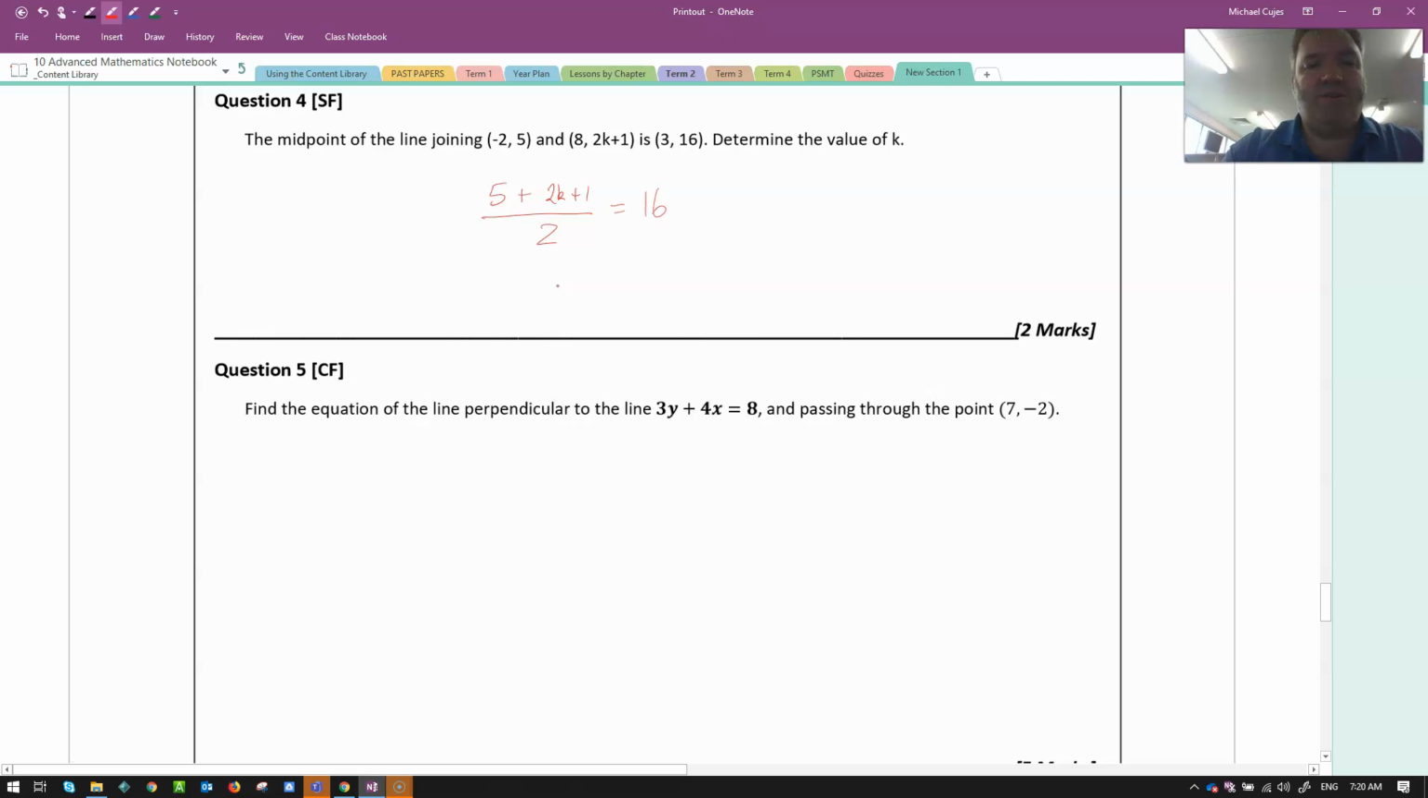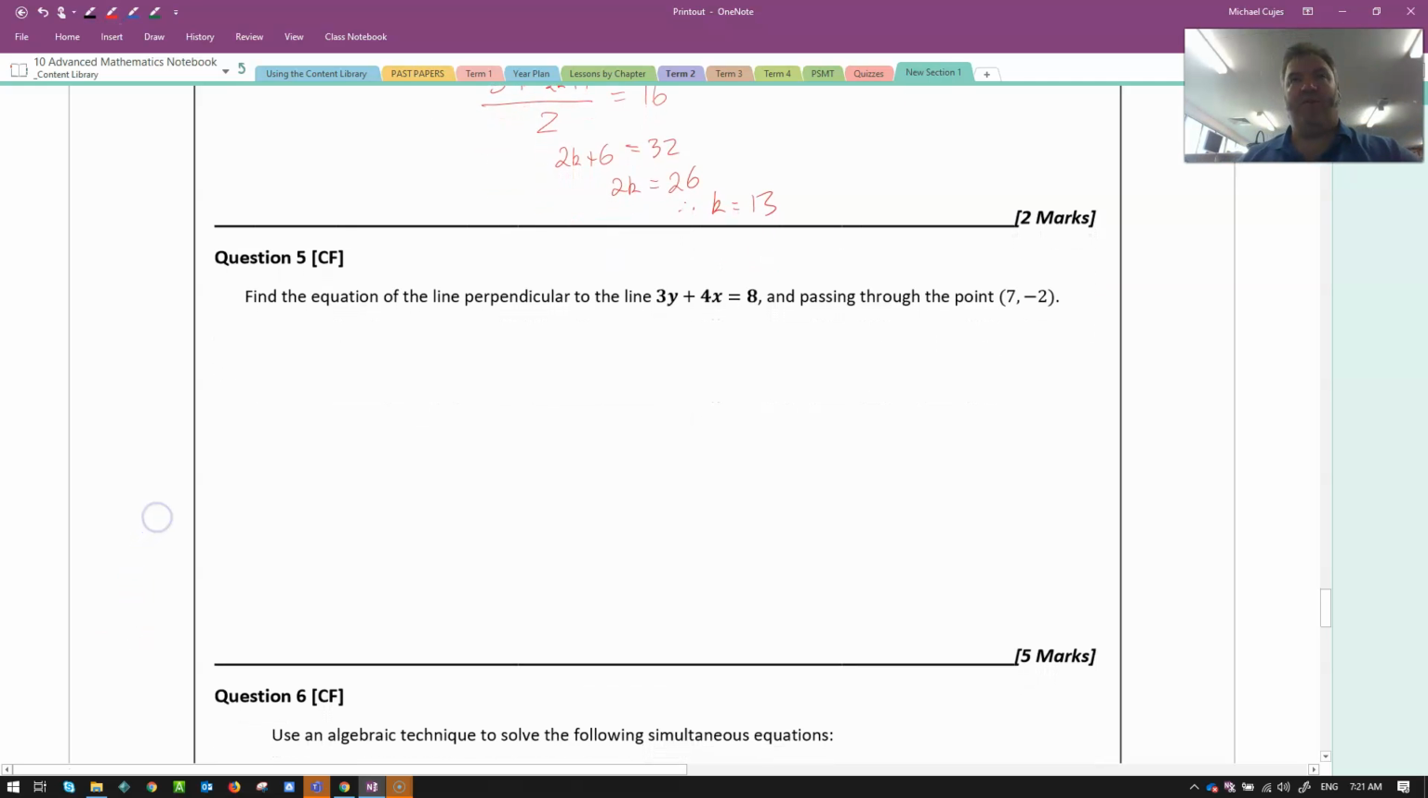Now we've just got an equation to solve. Okay, 2k plus 6, that's my numerator. 2k, 5 and 1 gives me the 6. I'm going to multiply by 2 to get 32. Subtracting 6, 2k equals 26. K equals 13.